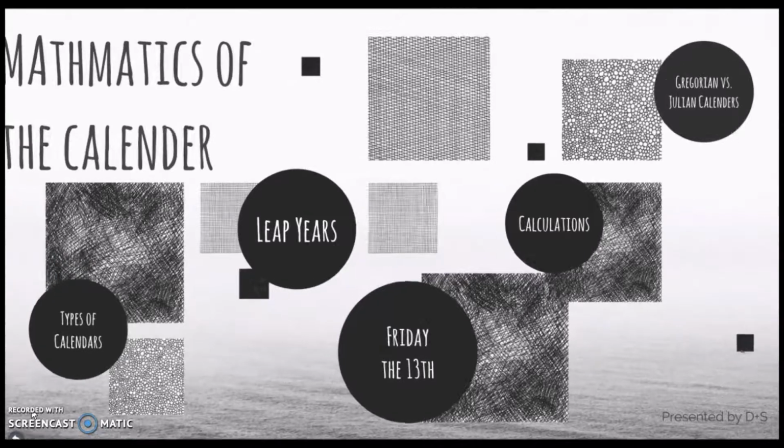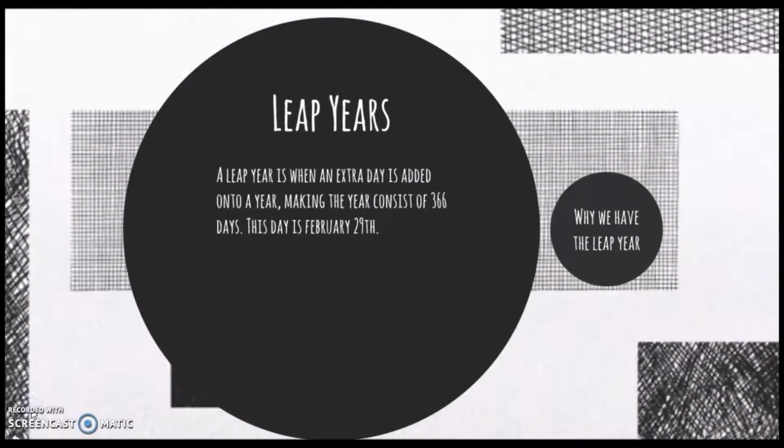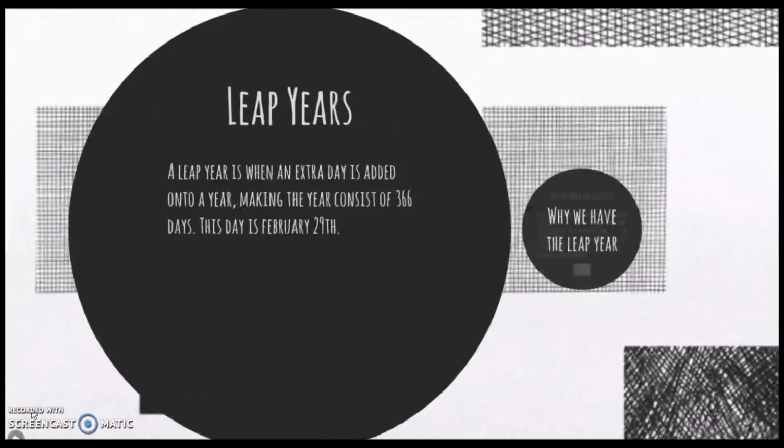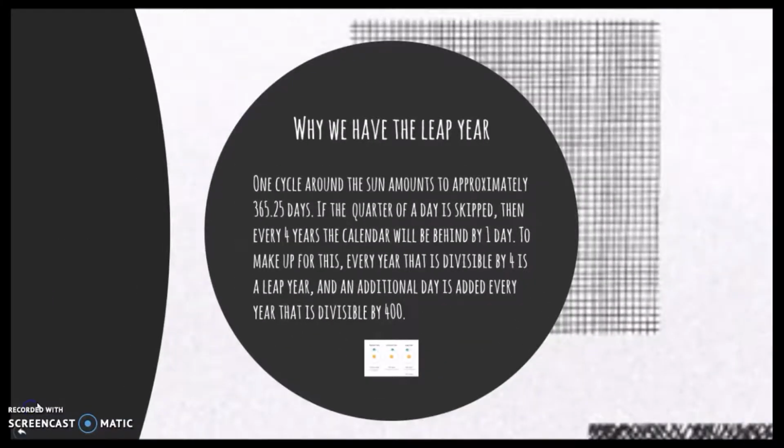Leap years. A leap year is when an extra day is added onto a year, making the year consist of 366 days. This day is February 29th. Why we have the leap year.